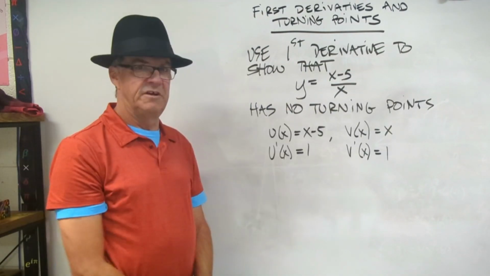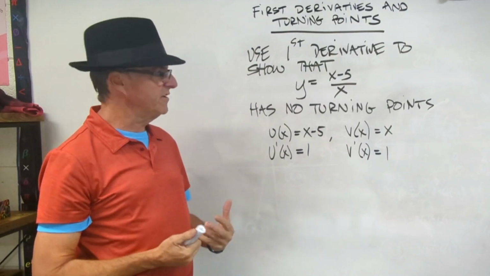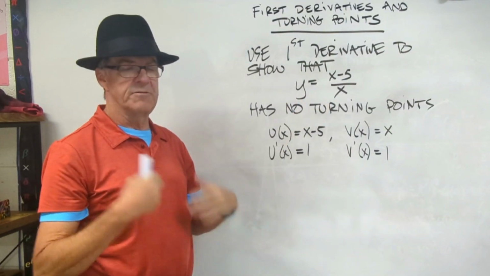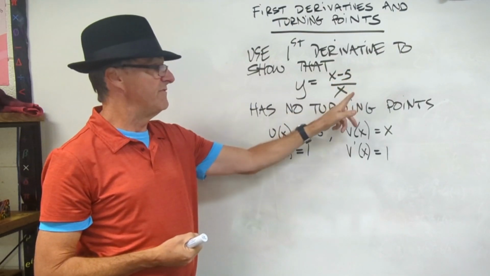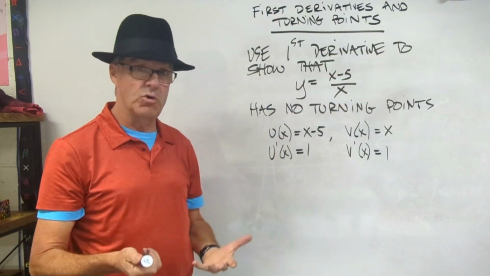All right, in case you were struggling to figure out how to differentiate this, I'm going to remind you of the quotient rule. We have a quotient here. We have x minus 5 divided by x. So we have a quotient rule.